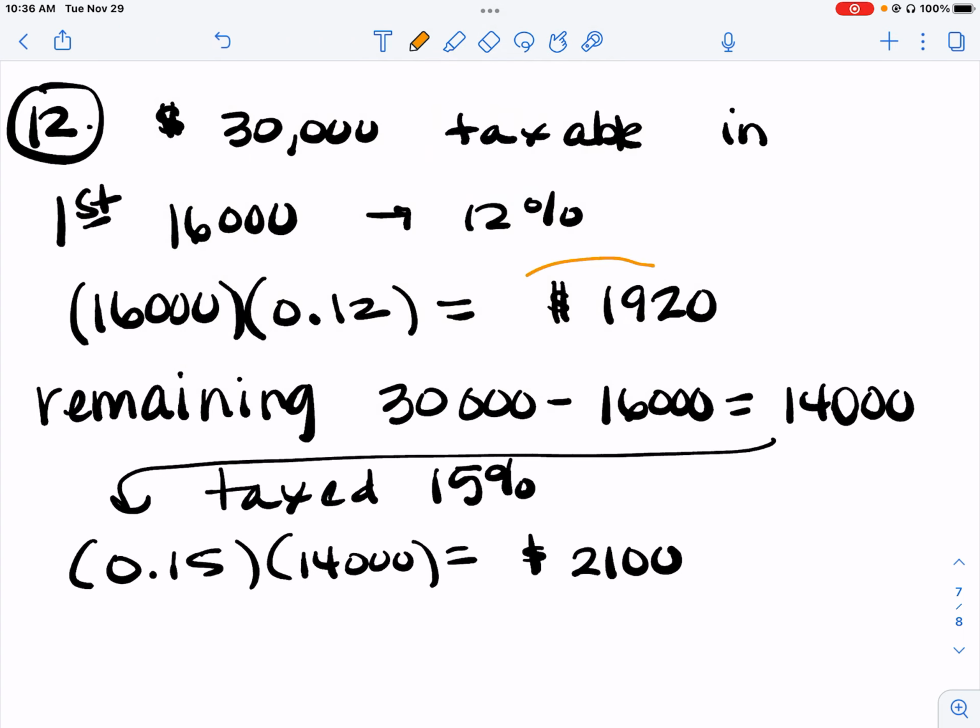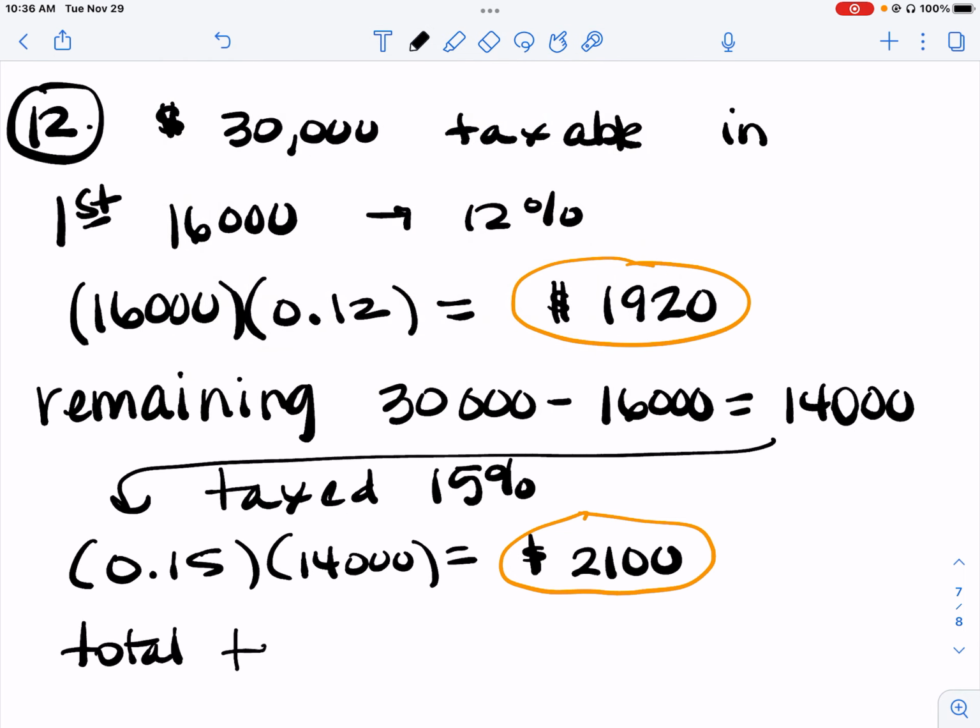Okay, so our total tax is the two added together.